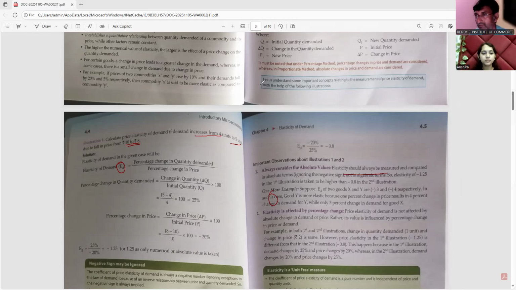So calculate price elasticity of demand if demand increases from 4 units to 5 units due to fall in the price from 10 to 8. Now we can calculate in the numerical form. So what is the meaning of elasticity of demand? Elasticity of demand is equal to percentage change in quantity demanded. So change in quantity divided by initial quantity into 100.